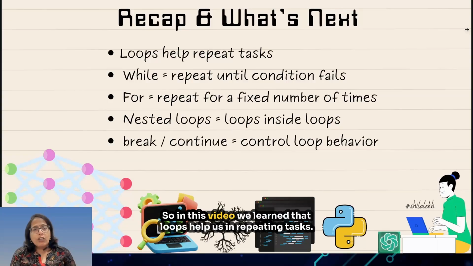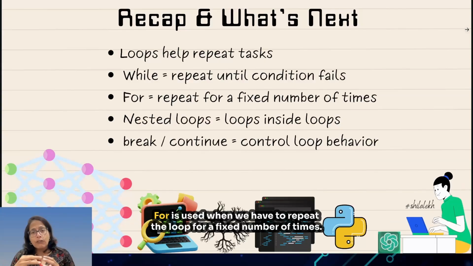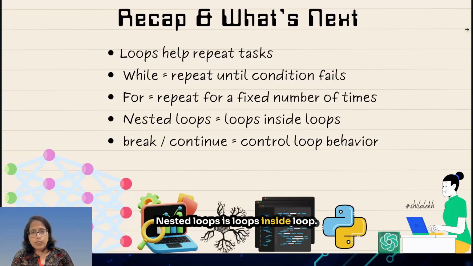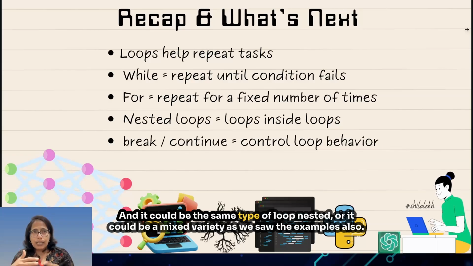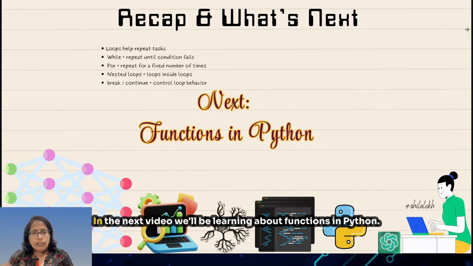So in this video, we learned that loops help us in repeating tasks. A while loop is used if we want to repeat until the condition fails. For is used when we have to repeat the loop a fixed number of times. We know beforehand it has to be executed 10 times, 20 times, 100 times. Nested loops are loops inside a loop, and it could be the same type of loop nested, or a mixed variety, as we saw in the examples. And we use break and continue to control the loop behavior to some extent. In the next video, we'll be learning about functions in Python.